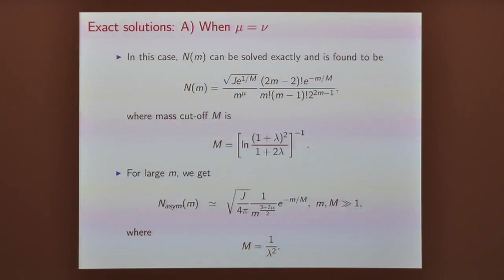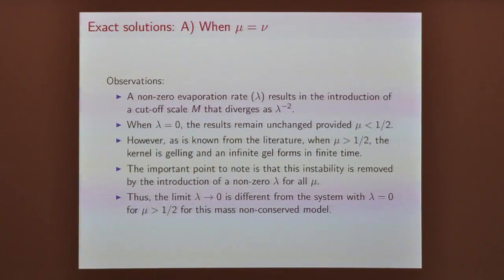So when mu is equal to nu, in this case the steady state mass distribution N_m can be exactly solved and is given by this form, where the mass cutoff is capital M. As you can see, you don't have to introduce a hard cutoff here. You get a cutoff which depends on the evaporation rate. So in the asymptotic limit where M is much larger than 1, you get a power law of the steady state mass distribution, m to the power minus (3 plus beta by 2). Beta is mu plus nu, which, as mu is equal to nu, is equal to 2 mu here, with an exponential cutoff. The cutoff mass depends on the evaporation rate. So this is an exactly solvable case.